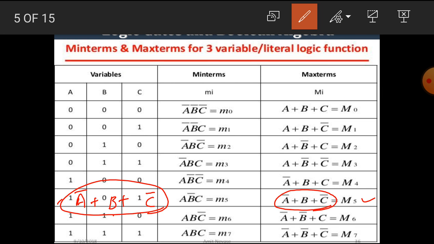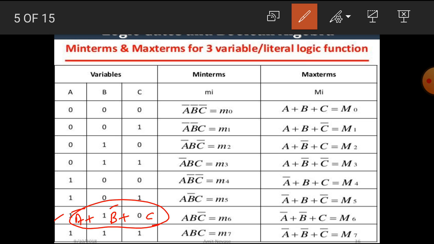The next condition is that A has the value 1, that means A bar, plus B has the value 1, that means B bar, and C has the value 0, that means C. We get the max term here A bar plus B bar plus C, that means M6. Okay. In the last combination, A has the value 1, that means A bar, plus B has the value 1, that means B bar, and C has the value 1, that means C bar.